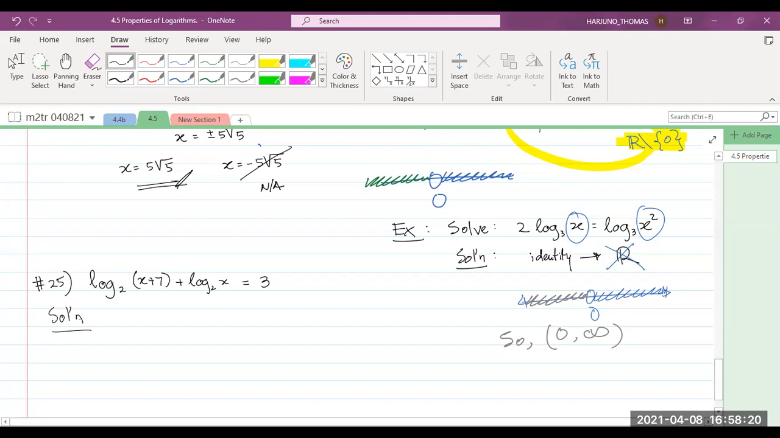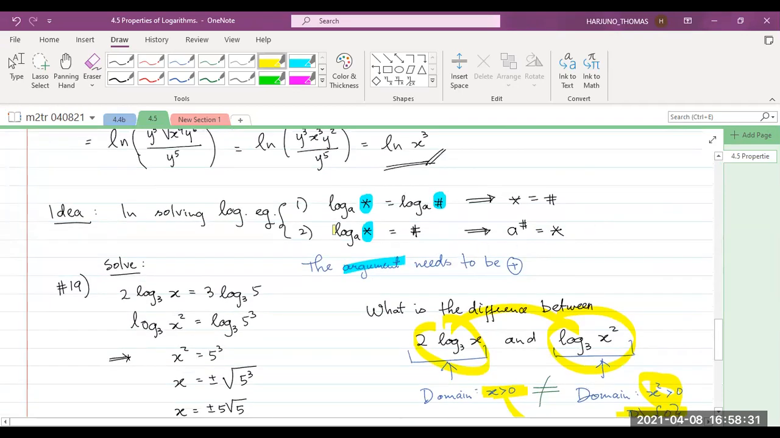Now the left-hand side, we have two logs. I can put them together into a single log. On the other side, no log. That's a constant. So it seems like I will go on with the second idea here later on. So one side I have log, the other side no log. I will make it into exponential form after this.